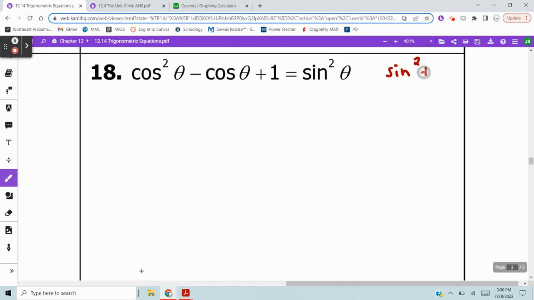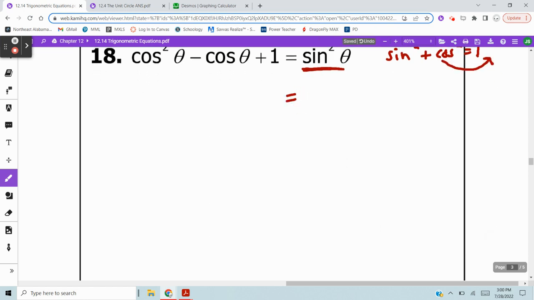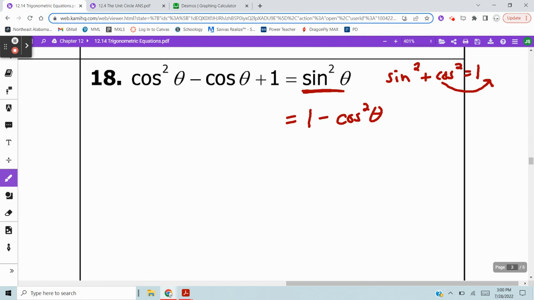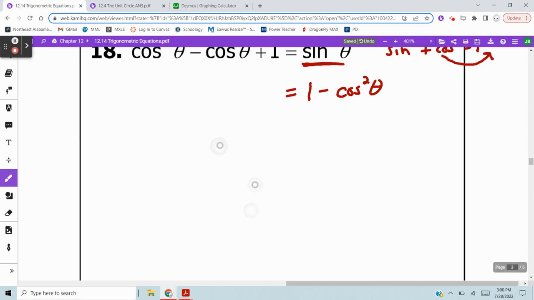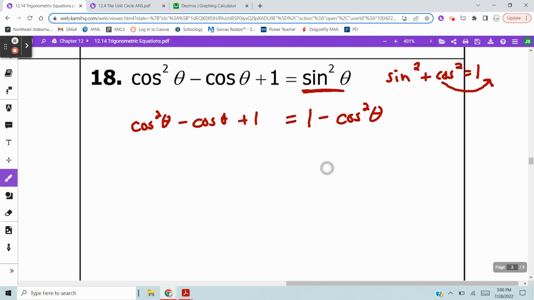I know that sine squared plus cosine squared is equal to 1. So therefore, what can I do with sine squared? Well, if I move that cosine squared over, I know that sine squared is equal to 1 minus cosine squared. So I can replace it with that, and now all of a sudden, no more sine stuff. So let me go ahead and bring everything else down. The cosine squared theta minus the cosine of theta plus 1 is equal to that.